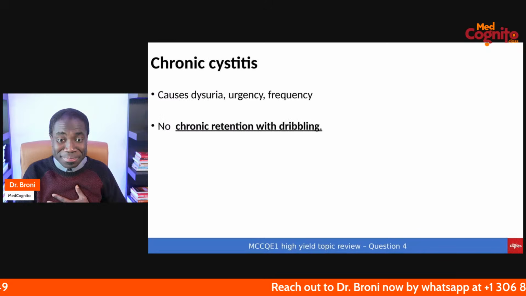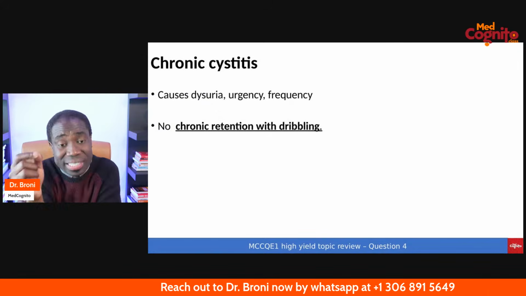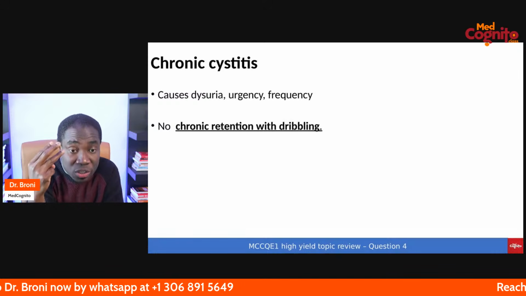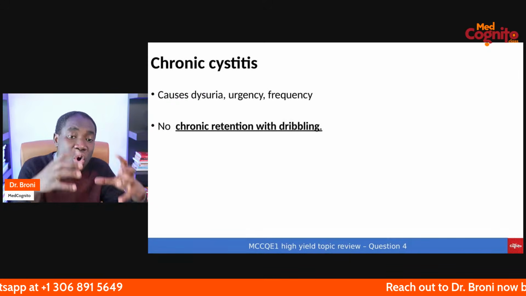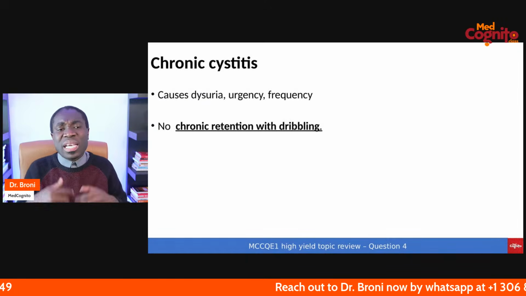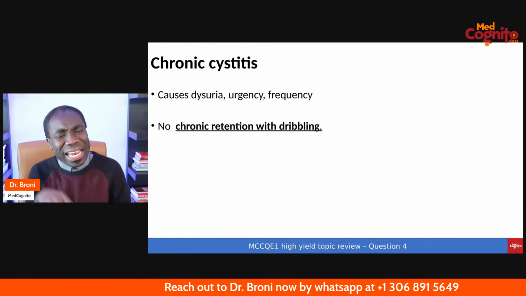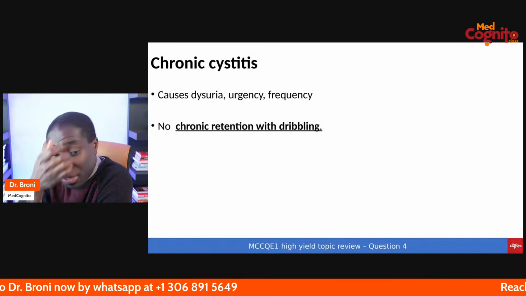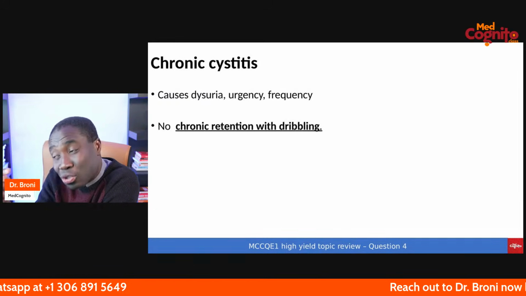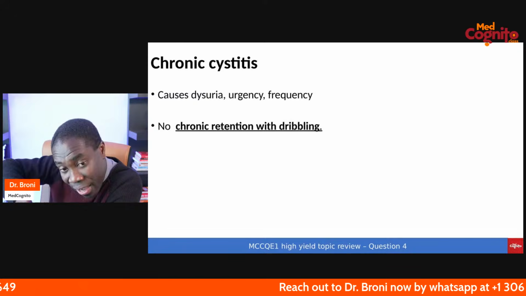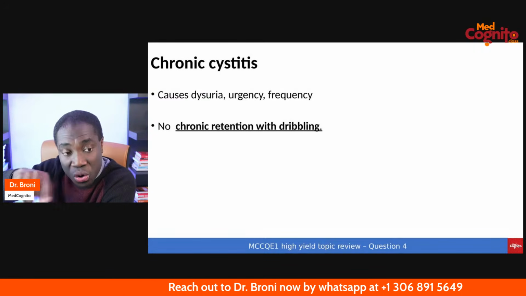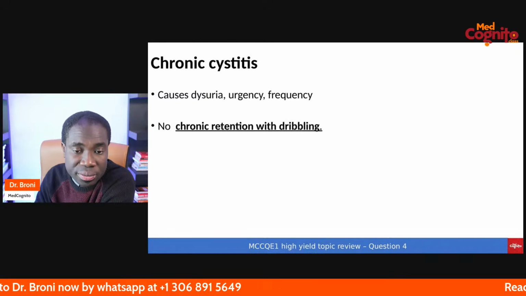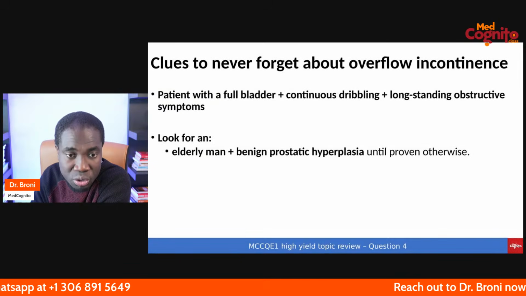Doctors, can I move on? What about chronic cystitis? Chronic cystitis will cause dysuria, urgency, and frequency of micturition. There will be no chronic retention with dribbling. Why? Because the patient has a bladder infection already. So the little urine which comes in, boom, the patient has to pee it out, right? So chronic cystitis looks similar to interstitial cystitis. However, with chronic cystitis, when you do your lab, you realize that the urine test is abnormal.